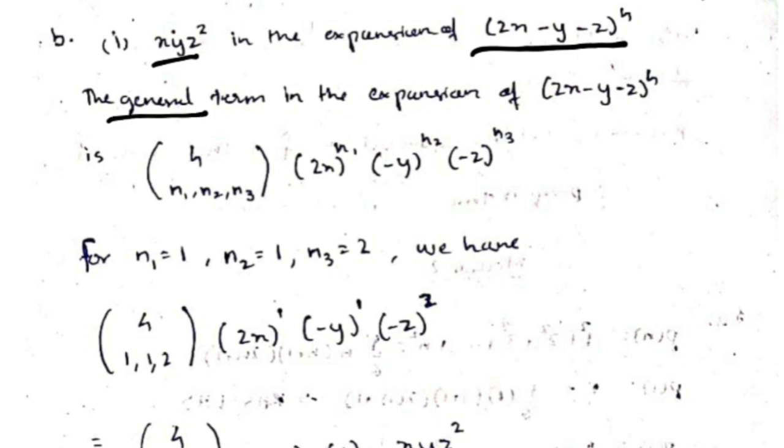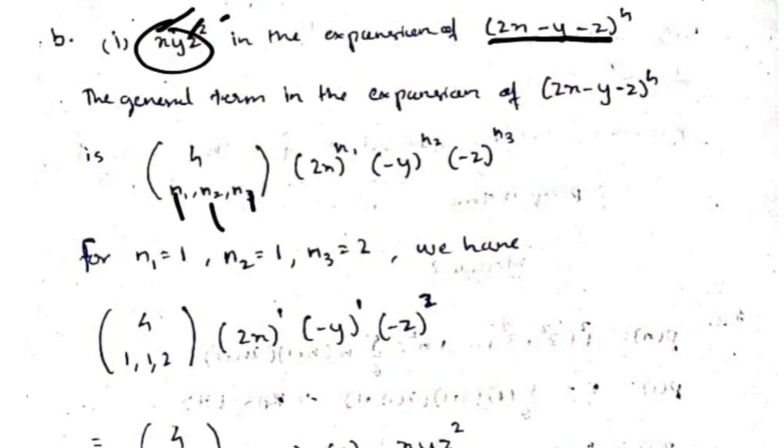The general term in the expansion of any of these terms can be written like this, with the power 4 here, and then n1, n2 and n3. So 3 terms are here: 2x, minus y and z. For each of these terms we will denote a power: 2x raised to n1, minus y raised to n2, and minus z raised to n3.